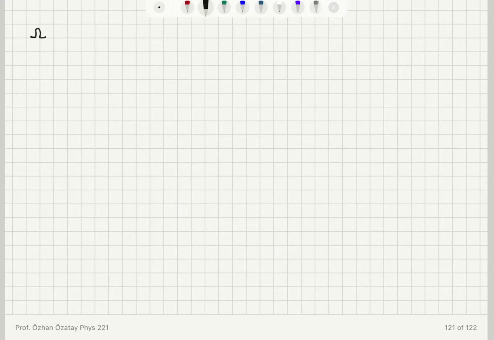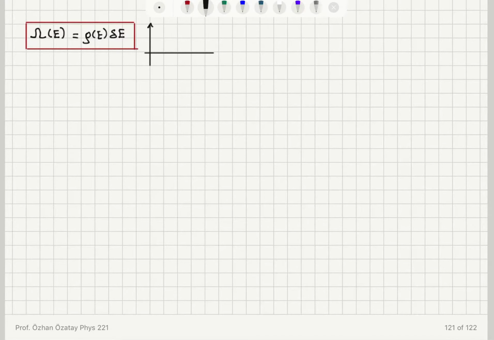So because we know the number of states per unit energy at energy level E, we can write the total number of accessible states for energies in the range E to E plus delta E as the density of states multiplied by that energy interval. So the number of accessible states at energy E is density of states multiplied by that energy interval. Well, where does this come from? Well, basically, if you plot density of states as a function of energy, rho as a function of energy, let's say that it looks like this.